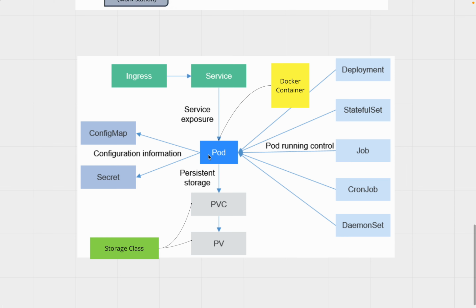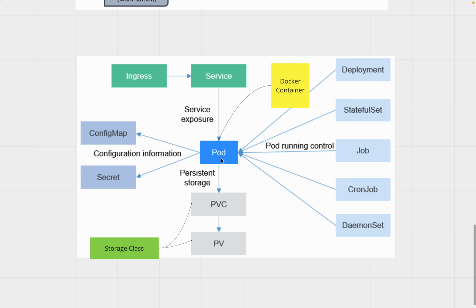So in Kubernetes, inside the pod, the Docker containers are running. There can be one Docker container, there can be two, three, whatever, however many Docker containers you want to put in one pod. Normally, each application has its own pod, but in one pod you can have multiple Docker containers.